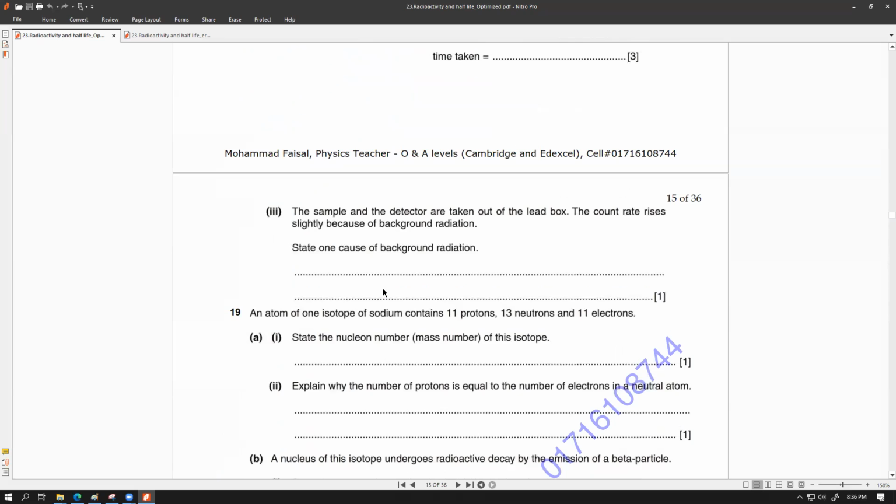আচ্ছা, যাই হোক। The sample and the reactor are taken out of the lead box. The count rate rises slightly because of the background radiation. State one cause of background radiation. Cosmic radiation. Background radiation এর reason কি হতে পারে? Cosmic rays. Cosmic radiation. Cosmic radiation আর কি?